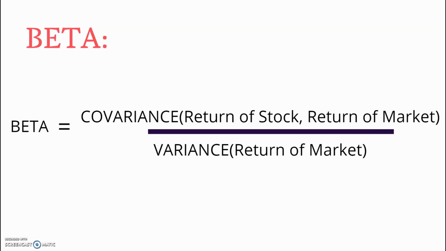To understand beta, it's good to understand how we calculate it. The equation to calculate beta is: beta equals the covariance of the return of a stock and the return of the market, divided by the variance of the return of the market. Well, what does this mean?